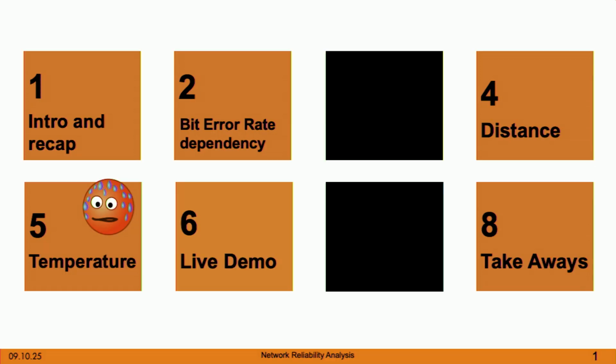So, bit error rate dependency. To make all this a little bit more interesting, we have a couple of parameters. We have distance, we have temperature. We don't like high temperature, as you know, a lot of energy, and you have to take out all this energy.